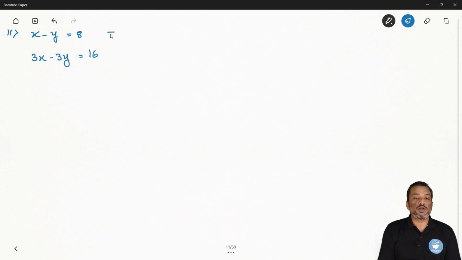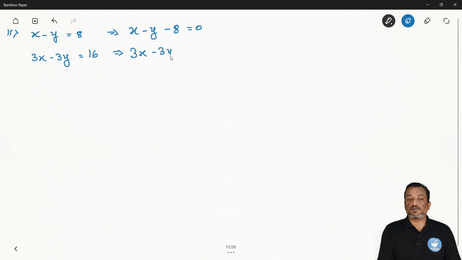So first, we will bring them into a standard linear equation. So we will say x minus y minus 8 is equal to 0. And again the second equation, 3x minus 3y, 16 will transfer from the right side to the left side. So minus 16 is equal to 0.